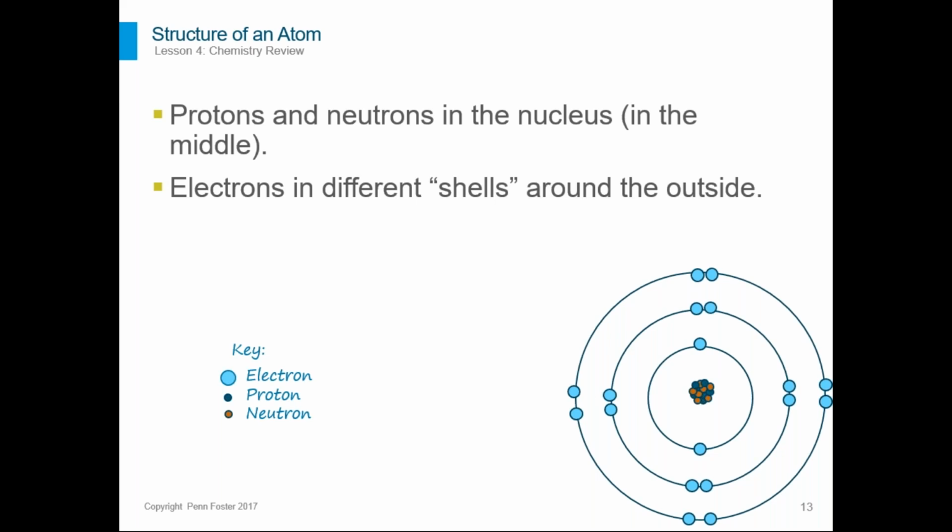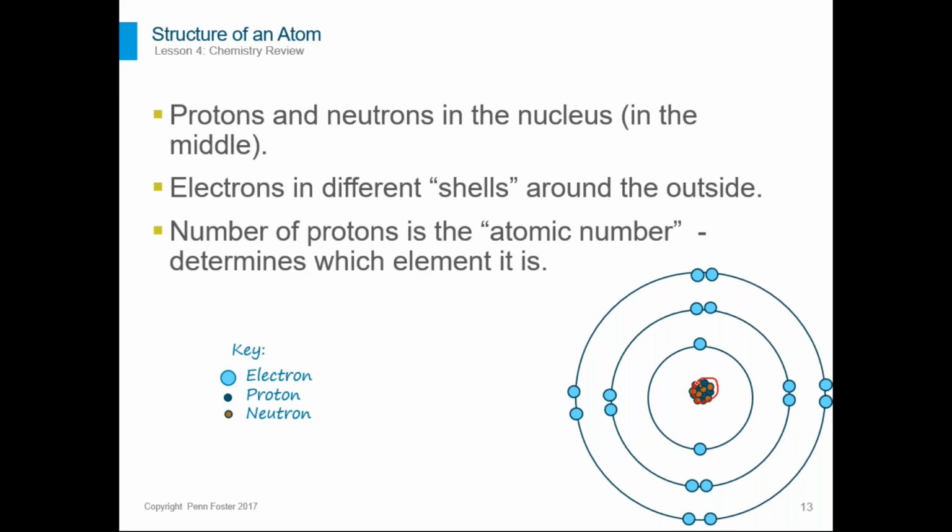So just to review, we've got protons and neutrons in the middle in this little ball of particles that we call the nucleus, and then you have electrons around the outside in different levels that we call shells. The number of protons in the middle is the atomic number, and that determines what element it is. So that's really important to know. So if we could count up all these protons, we would know what element we're looking at.